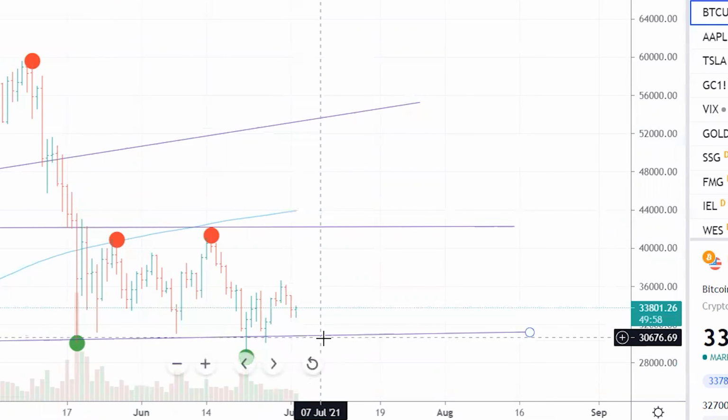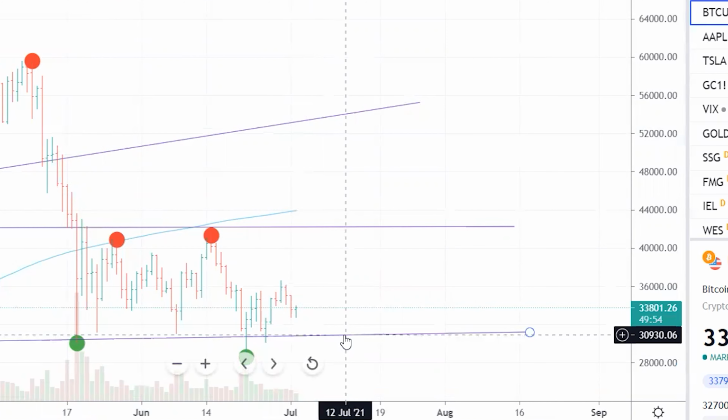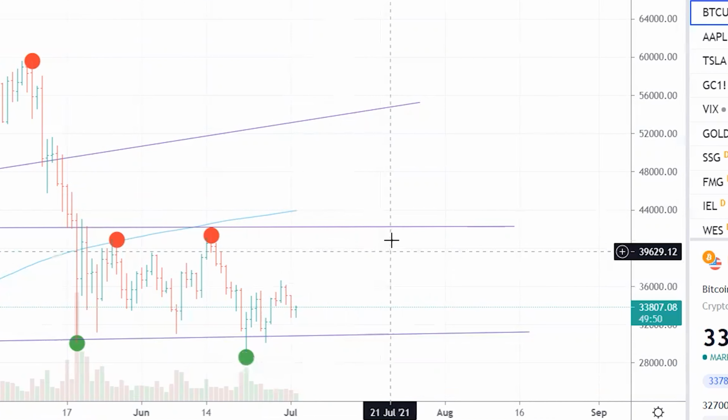Or you could wait till it gets to this level again, which it will at some point in the future, and you can enter over here and then exit over here.